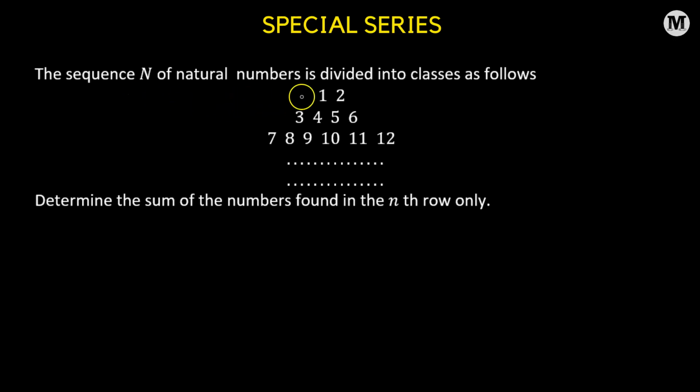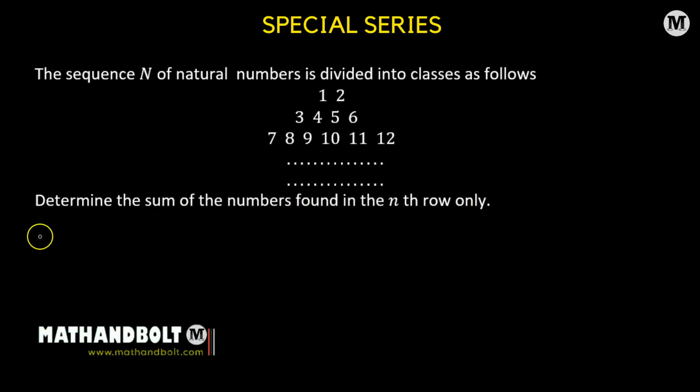The sequence n of natural numbers is divided into classes as follows. So here we have the class 1 that contains two natural numbers 1 and 2. The next class contains the natural numbers 3, 4, 5, 6. Next class contains the natural numbers 7, 8, 9, 10, 11, 12, and so on. Our goal will be to determine the sum of the numbers found in the nth row only.